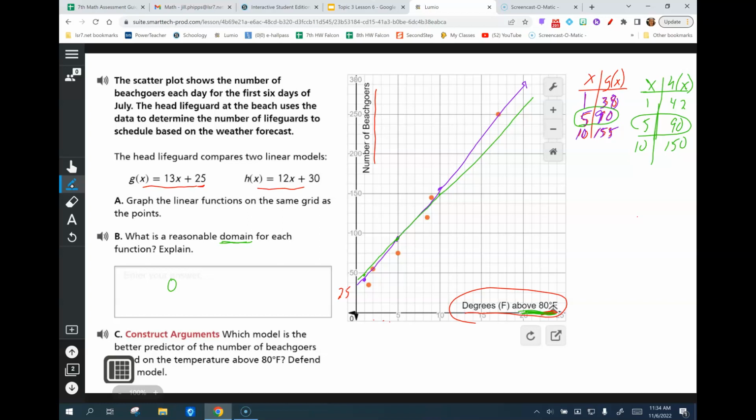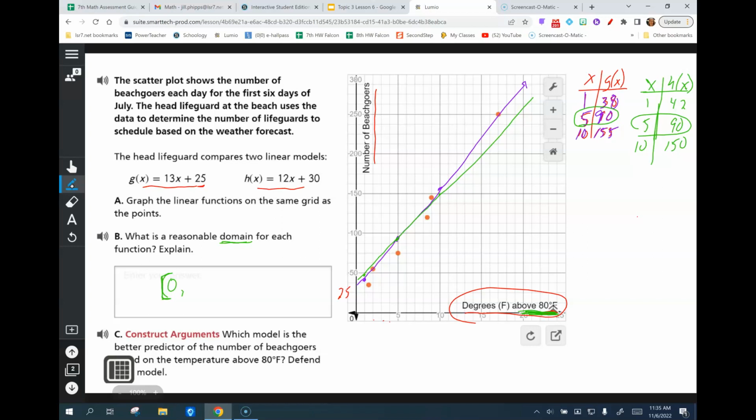Okay, so let's write an interval notation. That would be 0, comma, but 0 can be included, so that's a square bracket, and then it just keeps on going. Well, except for, does it go forever and ever and ever? No, because above 80, well, if we go 20 degrees above 80, that's 100.